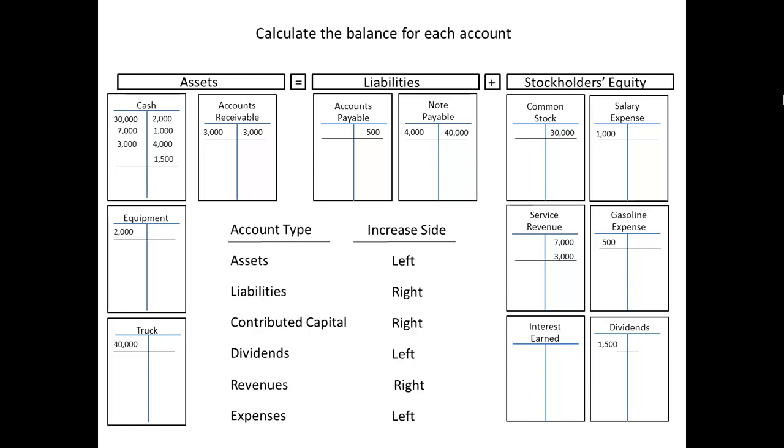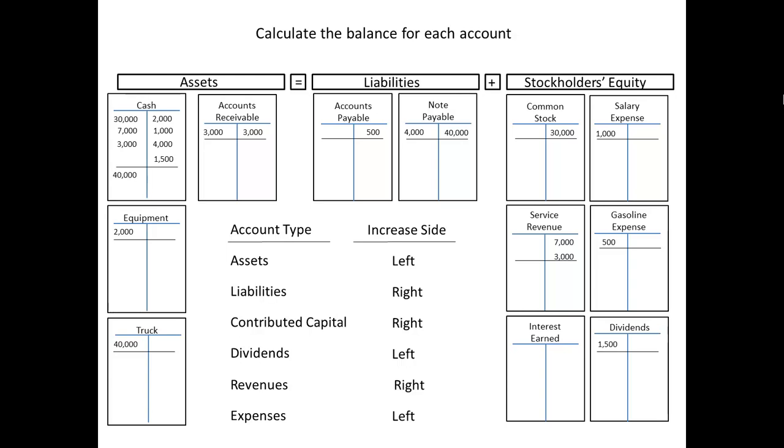Then, to calculate the balance for any account, we have to do 4 things. 1, we'll add the amounts on the left side. 2, we'll add the amounts on the right side. 3, we'll take the difference between the total lefts and total rights. And 4, we'll write the difference down on whichever side was larger.